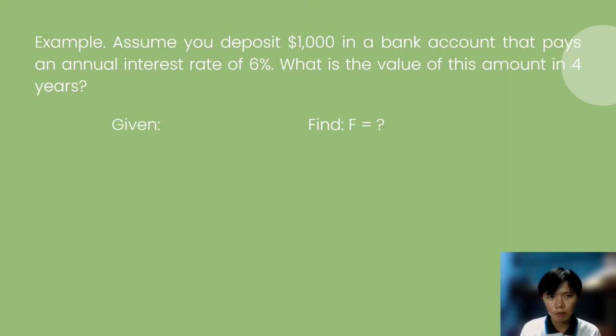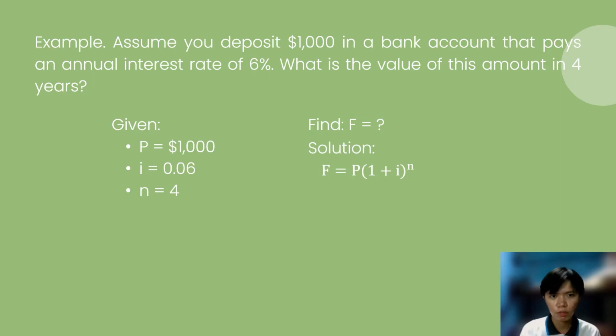So the given in the problem are the $1,000, the present value of money, the 6% interest rate, and the time of 4 years. Using the compound interest formula, we substitute all the values in the equation and compute for the value of F. So we get $1,262. So the value of $1,000 in 4 years is $1,262.